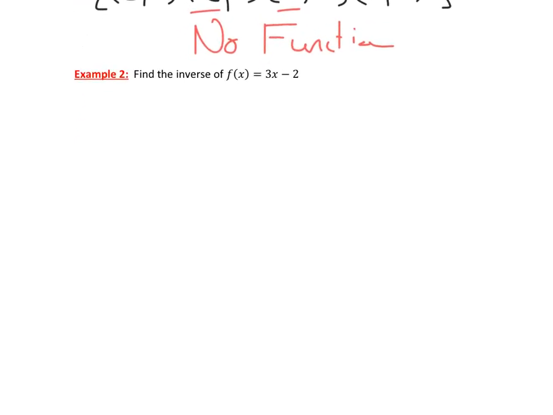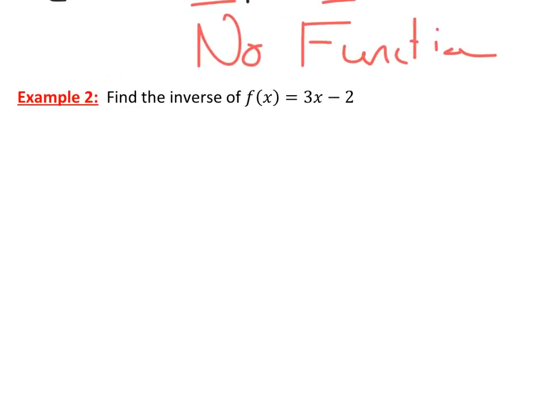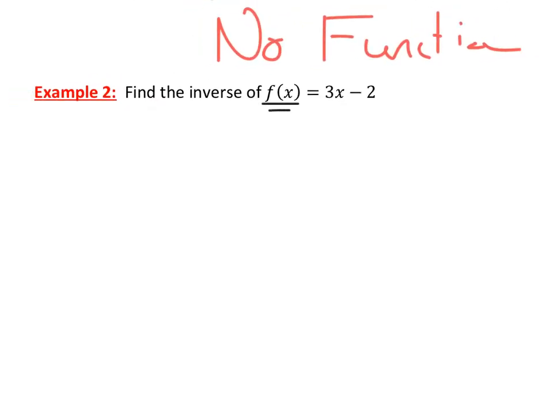Example 2, find the inverse of f of x equals 3x minus 2. Before I do anything, I'm just going to rewrite this. A lot of the time f of x confuses people. Just remember f of x is the same thing as y. So what we really have is y is equal to 3x minus 2. Well, how do you find the inverse? Switch x and y. So x equals 3 times y minus 2.